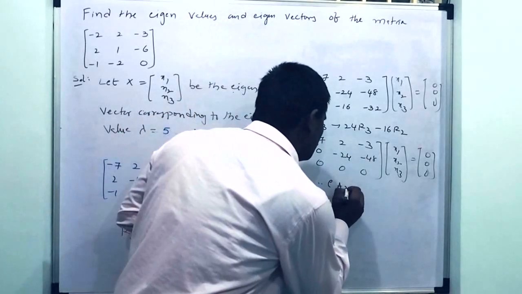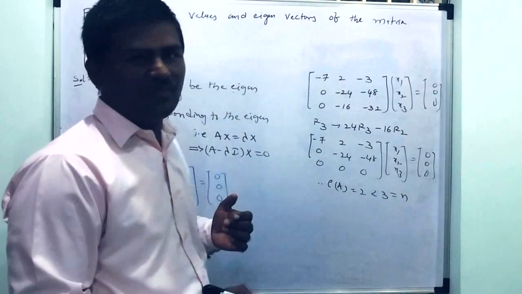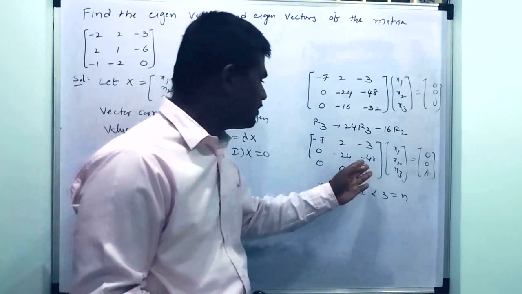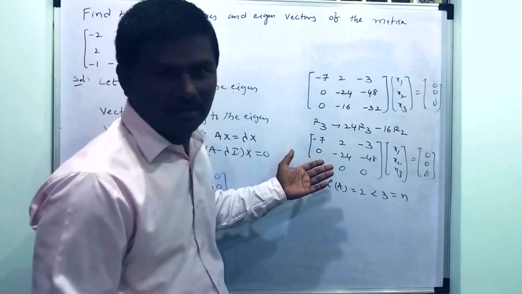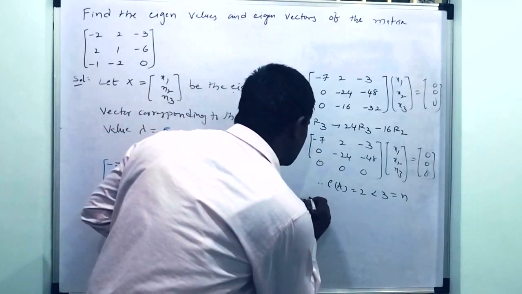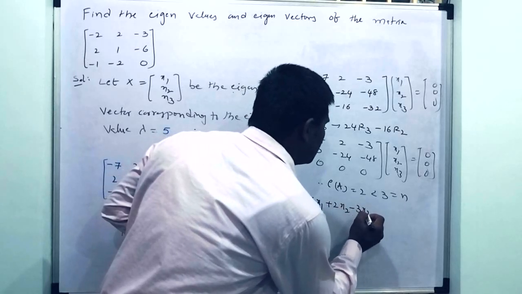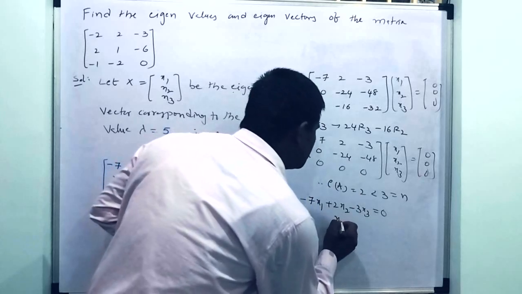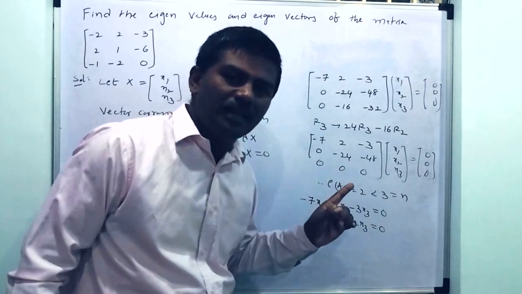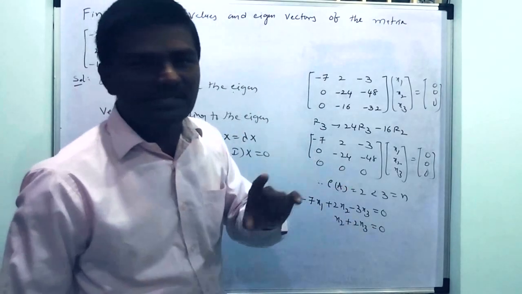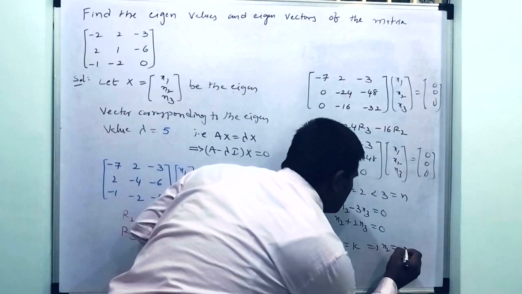Therefore, rank of A is equal to 2, less than 3, which is the number of unknowns. The system has infinitely many solutions and n minus r is equal to 3 minus 2, one linearly independent solution. How can you find that solution? By writing the equations, which are minus 7x1 plus 2x2 minus 3x3 equal to 0 and x2 plus 2x3 equal to 0. As there is one linearly independent solution, you need to take one variable as constant. Let me take x3 as k. That implies x2 is minus 2k.